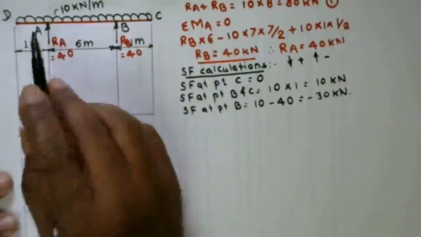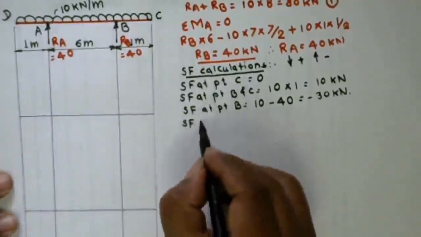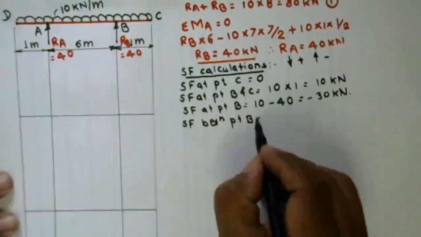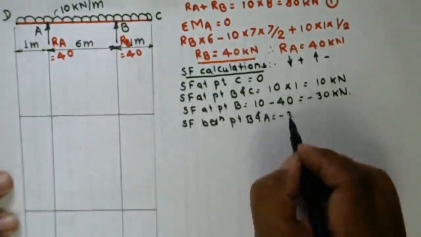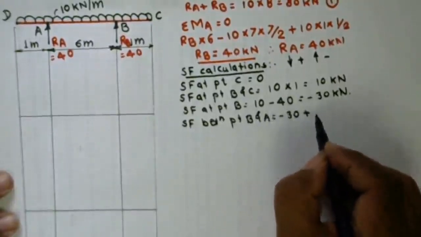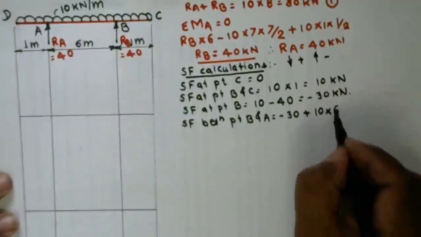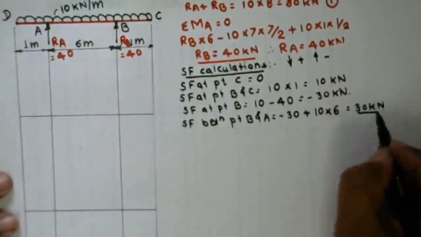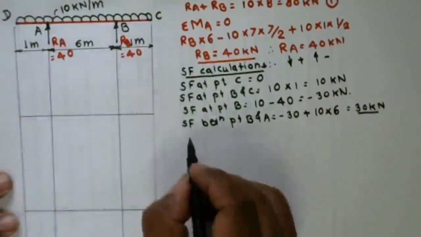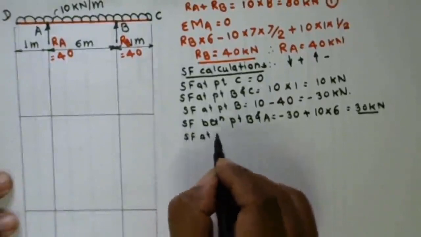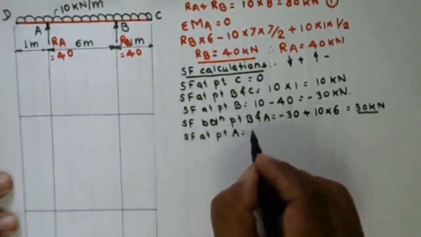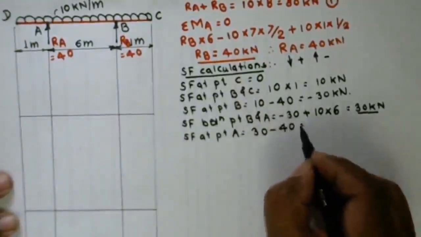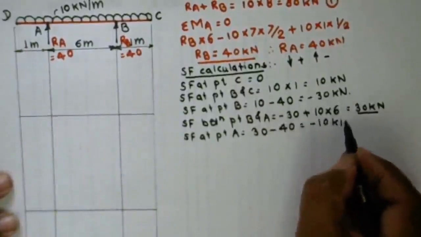Again between points B and A, there is a UDL. So we write the shear force between points B and A is equal to minus 30 plus the UDL rate 10, its span is 6. So again it becomes 30 kilonewton. Then the shear force at point A is equal to 30 minus 40, because it is acting in the upward direction. So minus 10 kilonewton.